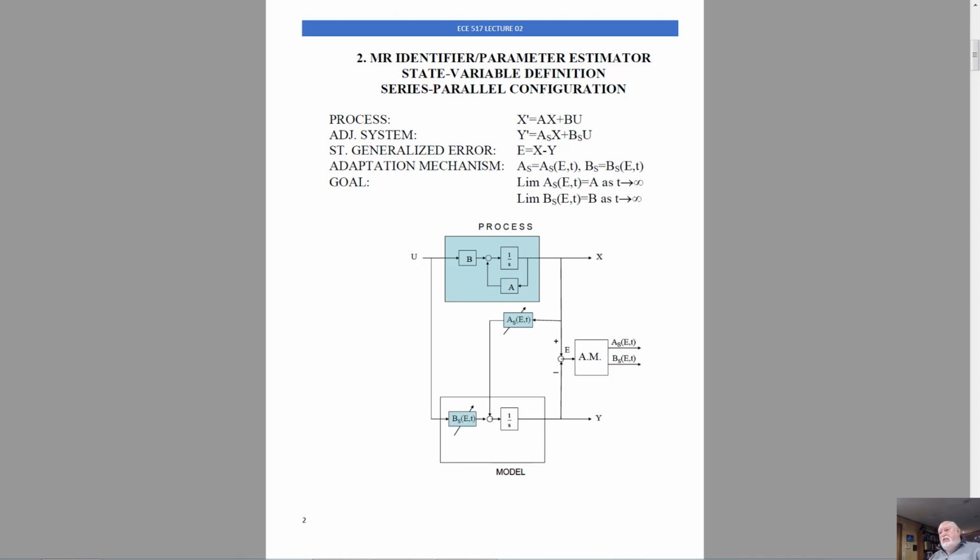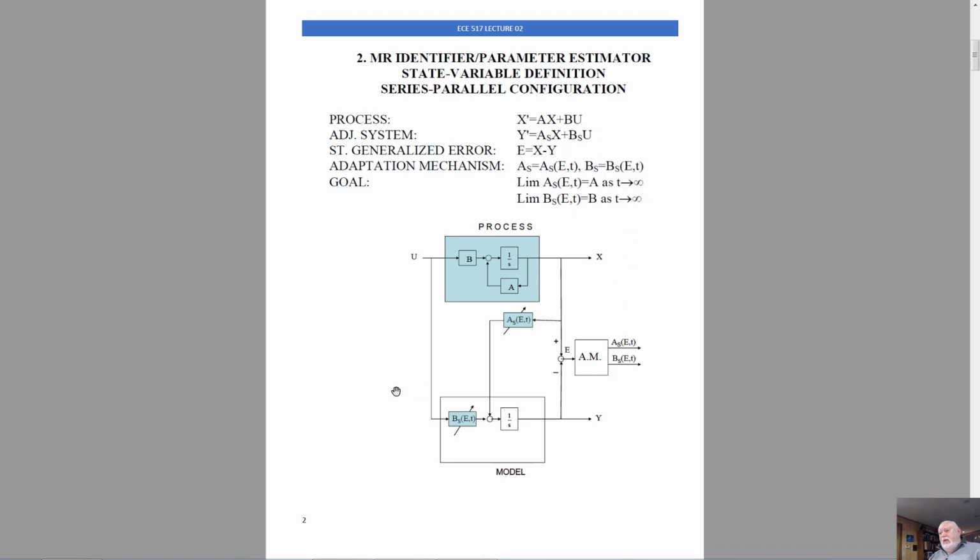How the system works? Let's take a look at the equations. For the process, we have the same state variable equation. For the adjustable system, look carefully. I have the derivative of the state vector of the adjustable system. It's equal to fundamental matrix of the adjustable system, but it is multiplied by the state vector of the process. And then we have matrix B of the adjustable system and the same input.